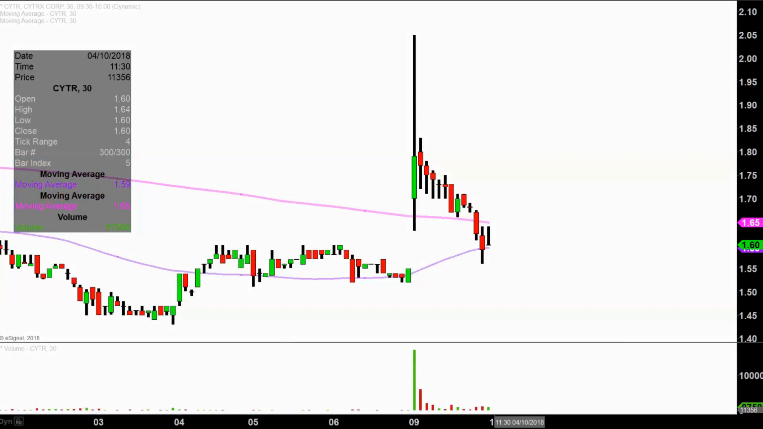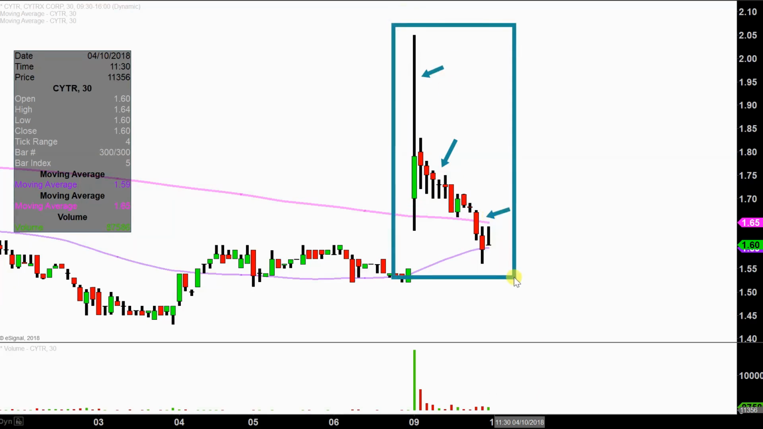Real quick, what do I mean by 30-minute in case maybe you're new to charts? Instead of each one of these candlesticks representing one day's worth of price action, which is what you would normally see, each one represents 30 minutes. So while this may look like several days' worth of time, it's actually today's price action broken down into 30-minute time slices.